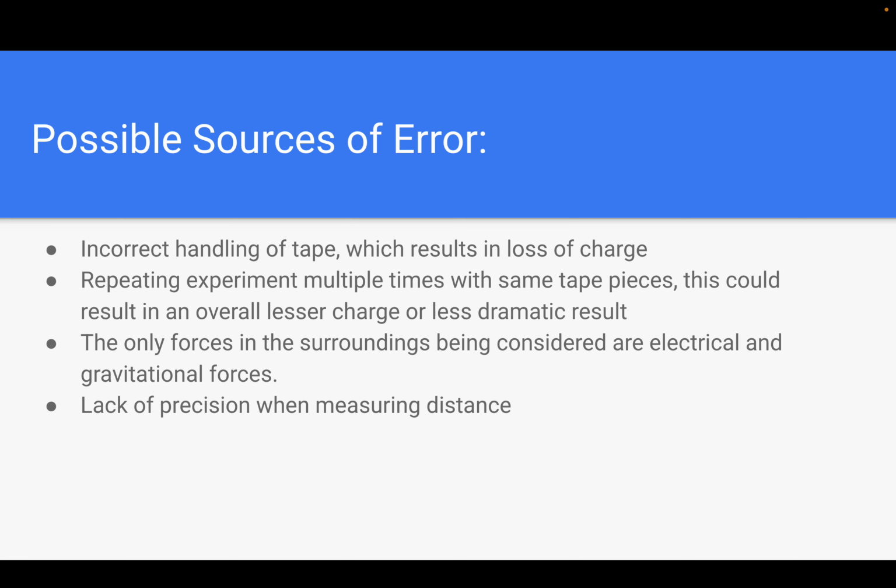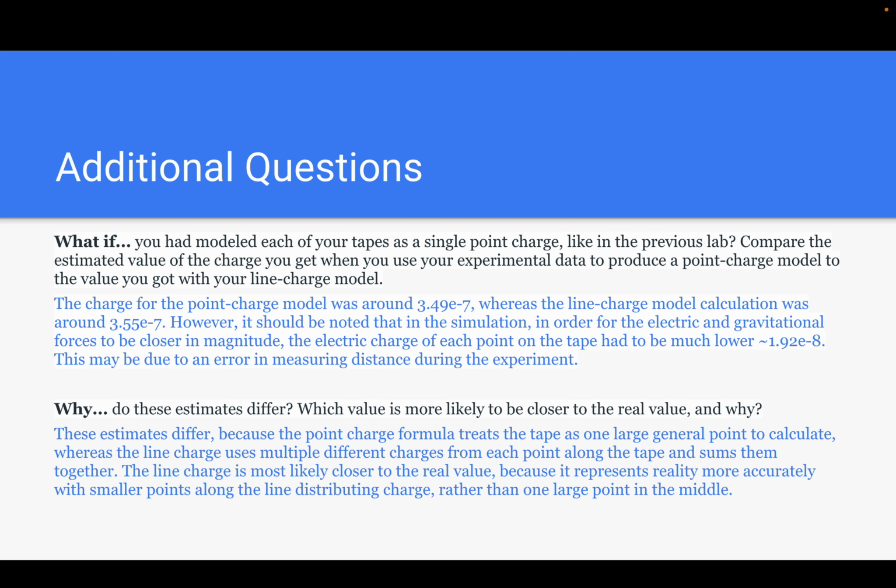Possible sources of error include incorrect handling of tape, which results in loss of charge, repeating the experiment multiple times with the same tape pieces, which could result in an overall less charge or less dramatic result, lack of precision when measuring distance, and the only forces in the surroundings being considered were electrical and gravitational forces.